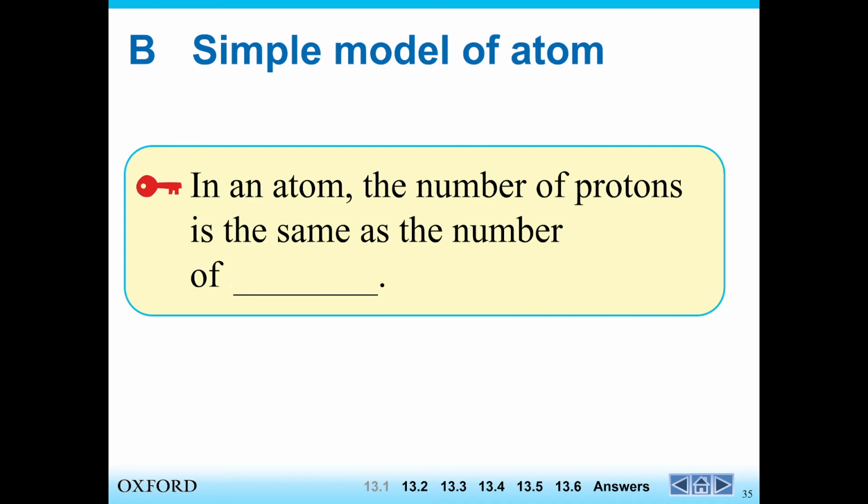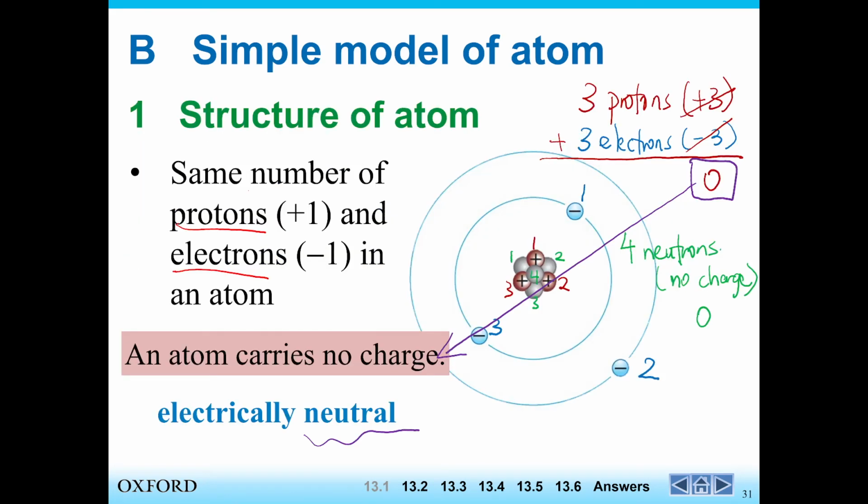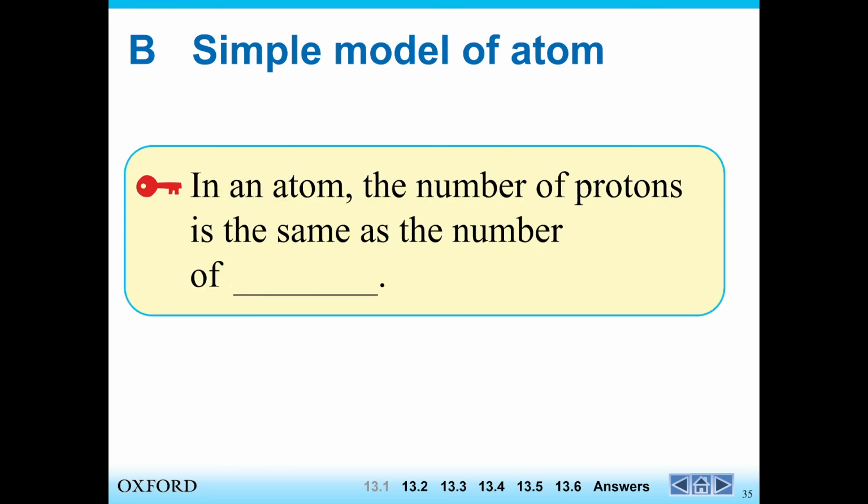Okay. In an atom, the number of protons is the same as the number of what? So let me go back and show you the example. Here, as we said, there were 3 protons, and how many electrons? 3 as well. But did you notice the number of neutrons was different? Sometimes the number of neutrons may also be the same. It would depend. But the number of protons and the number of electrons for an atom is always the same. So let's write it up here. The number of protons would always be the same as the number of electrons.